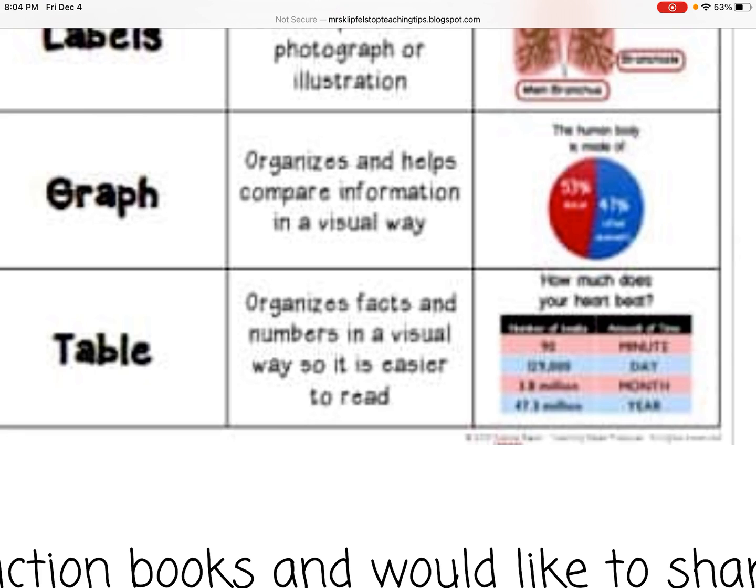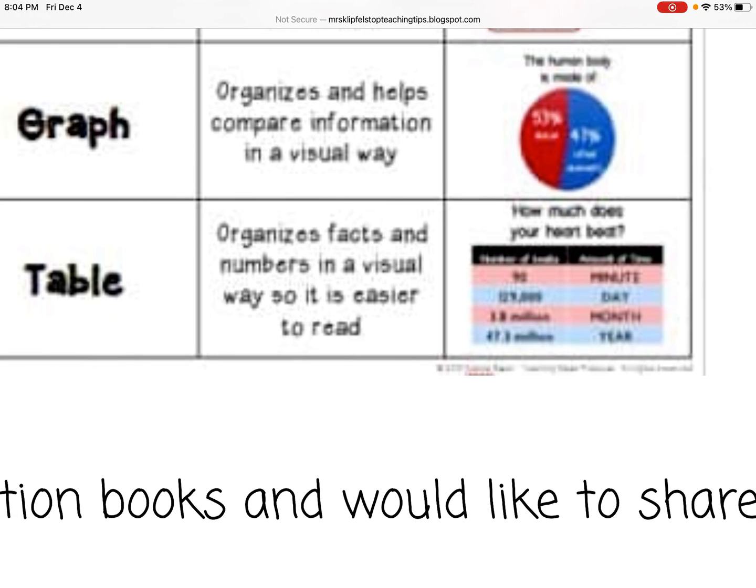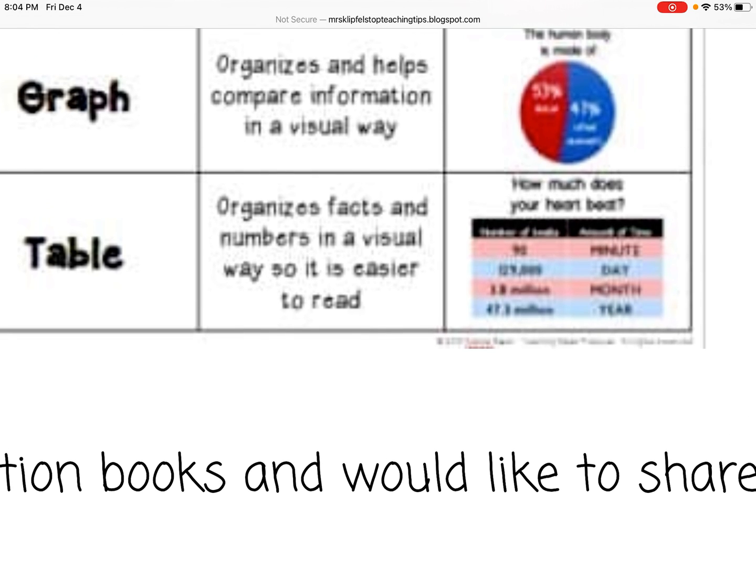A graph is something that helps you organize information in a visual way, okay? So here they have a pie graph. So you can see there's a lot more red than blue. So if this was votes for vanilla ice cream versus chocolate, and vanilla was the red part, it looks like a lot more people like chocolate ice cream. Okay, we've talked about graphs also as an academic vocab word. And then the last one is a table, and a table is a way to organize facts and numbers so that it's easier to read as well.